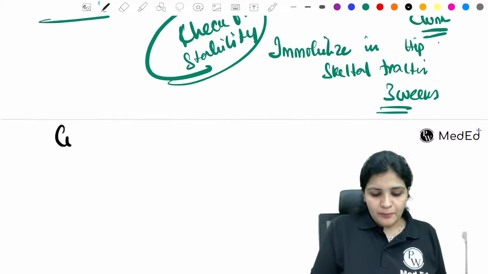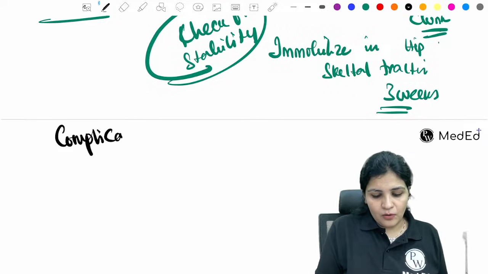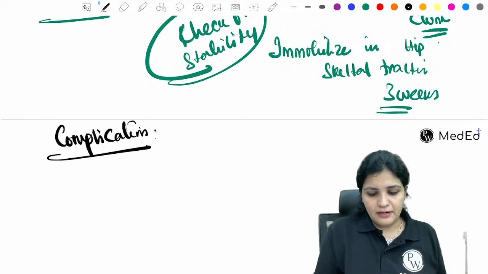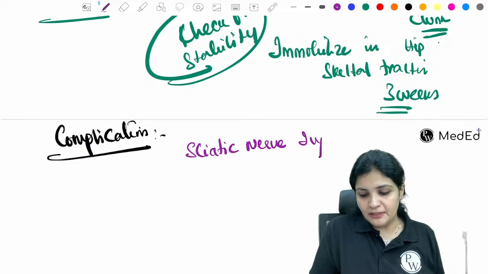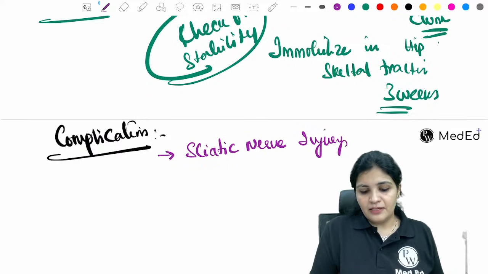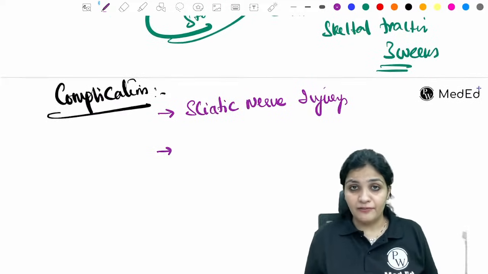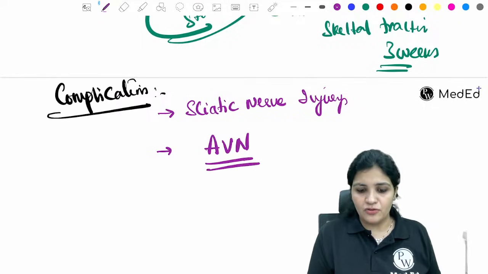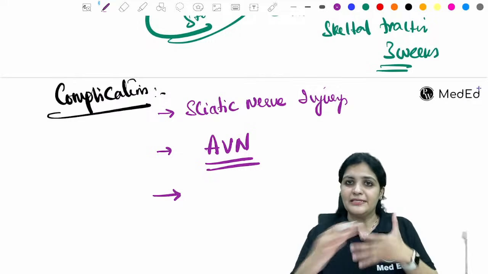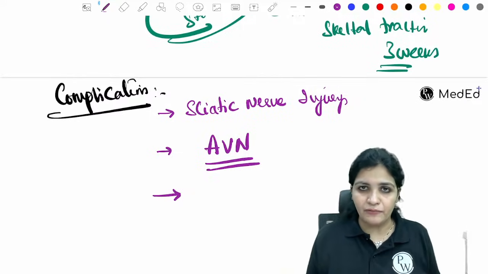So the most important thing here again is the complications, right? So what are the complications? First one is the sciatic nerve injury, which we can expect. That is very, very important. The sciatic nerve injury can happen. There is a high risk of avascular necrosis because it is going posteriorly. The blood supply might be disrupted, so it will land up in AVN.